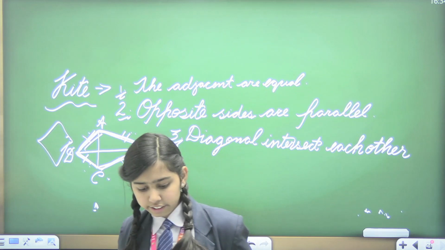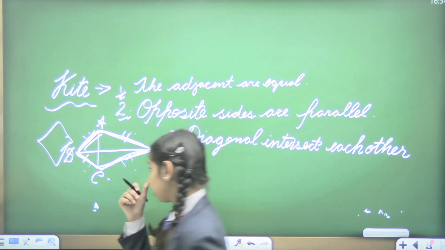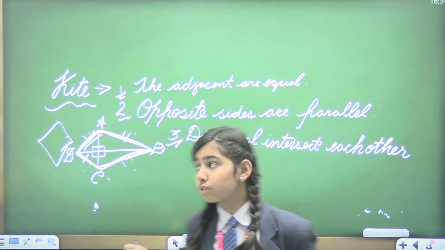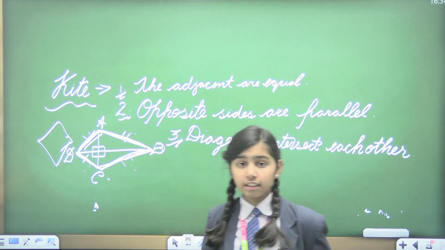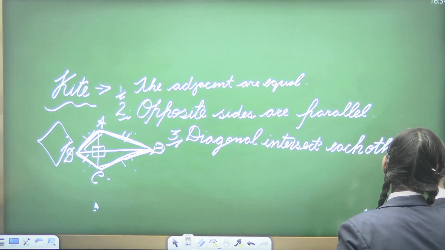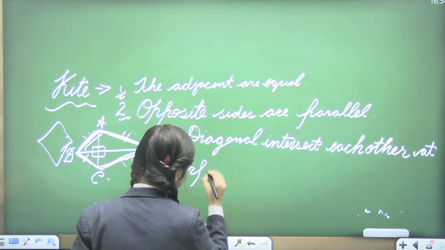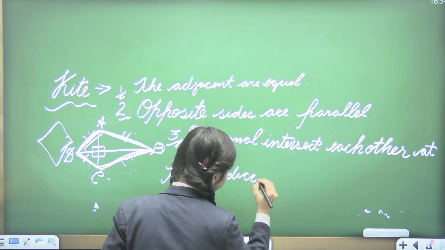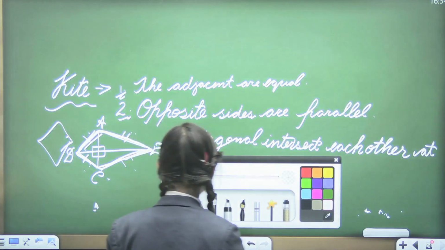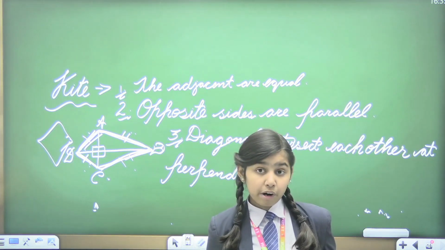So diagonals intersect each other at a right angle. Right angle means perpendicular. As I said, right angle is perpendicular and perpendicular is right angle. So they intersect each other at a perpendicular. So now we are done with the quadrilaterals, and we'll talk about the formulas now.